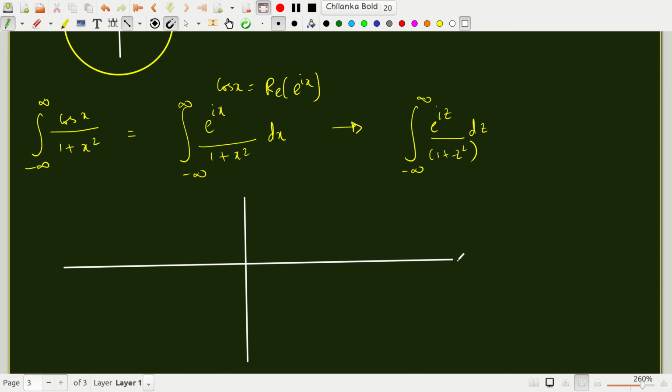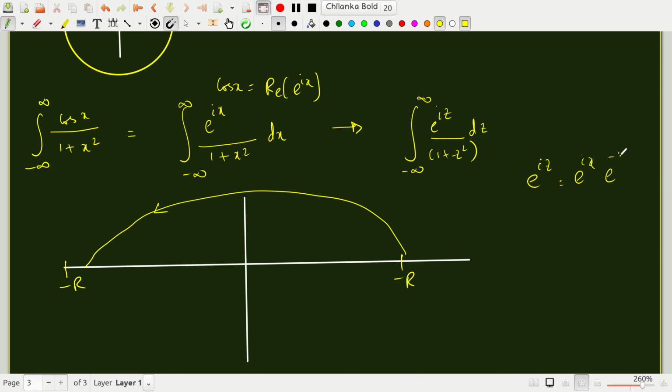We are interested in minus r to plus r as r goes to infinity. Now I'll of course choose a semicircle in the upper half, okay? Why am I choosing a semicircle in the upper half? Because e to the iz, if z is x plus iy, is e to the ix times e to the minus y. So this is x, the real part, and this is y, the imaginary part. If I close in the upper half, the integral over the semicircle will decay exponentially to 0, so that will not contribute. Okay, that's the reason why I'm choosing the upper half, right?